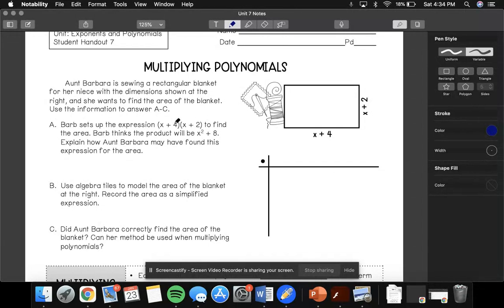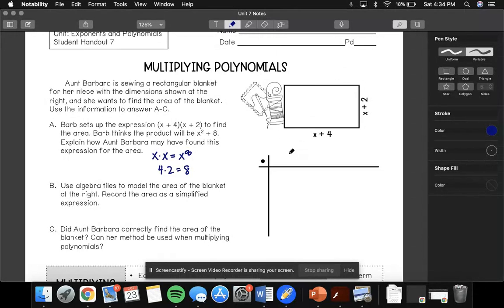Okay, well, if I look at this math problem, I see x times x. Well, x times x is x squared. And 4 times 2 is 8. So I think that's how she kind of did it. Okay. So we'll go ahead and see if she is right. So we're going to create just a model of this problem right here.